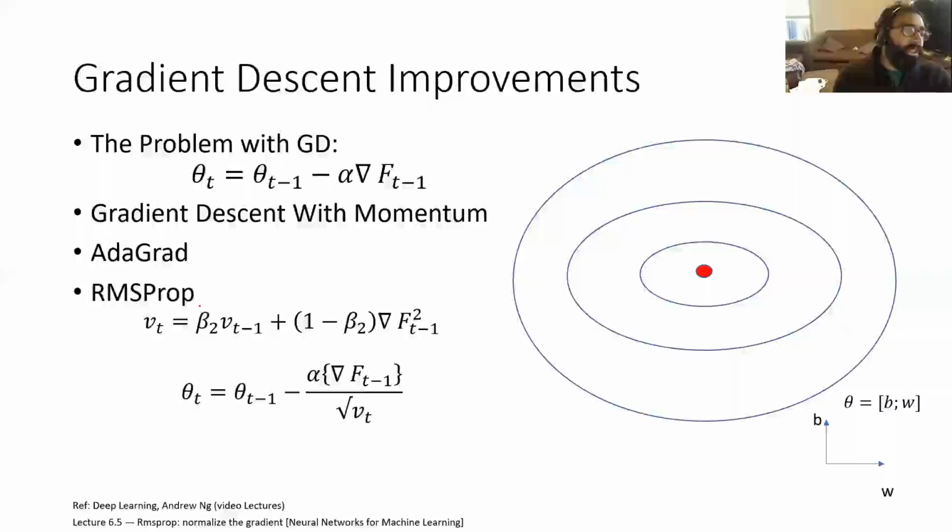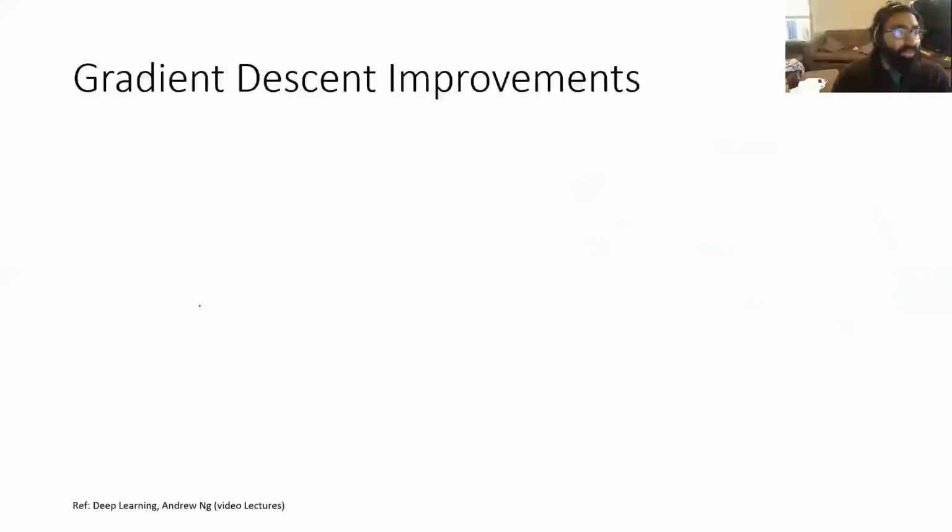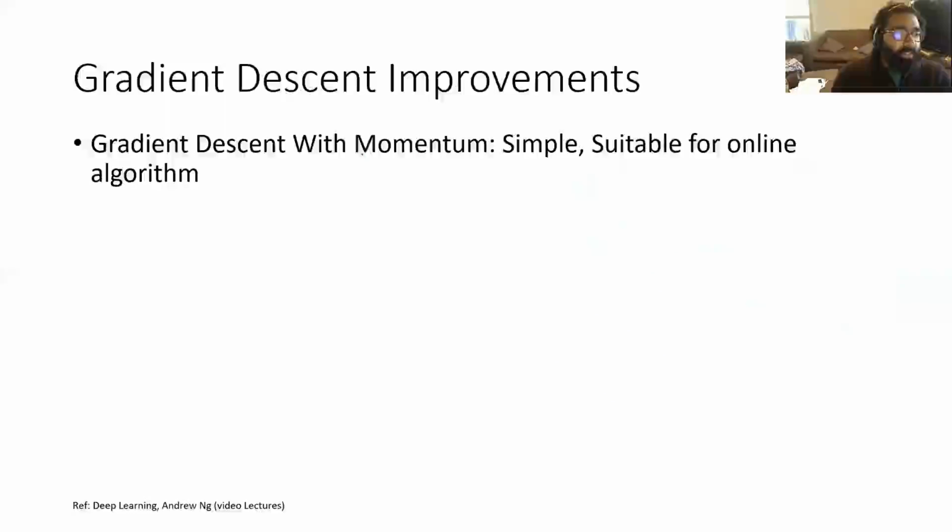Now let us talk about the advantages and disadvantages of the different algorithms. First, gradient descent with momentum. It is very simple. It is suitable for an online algorithm. By online algorithm, we mean that if you have new data, then you can easily use it to compute the new model without running the whole algorithm once again.